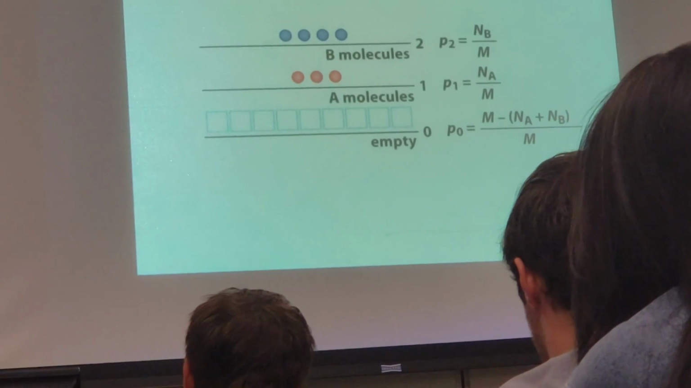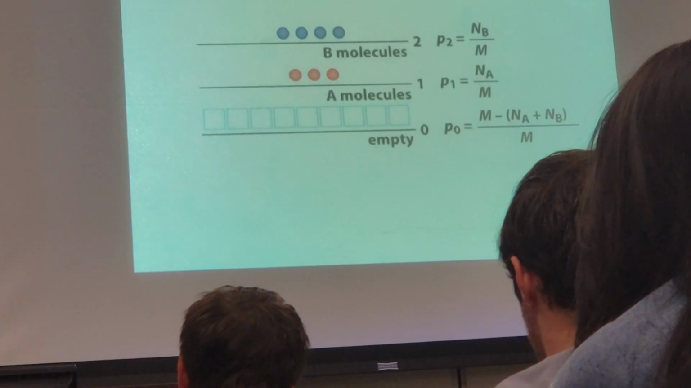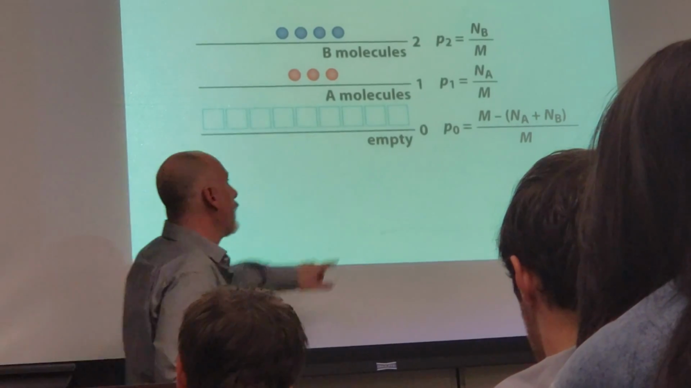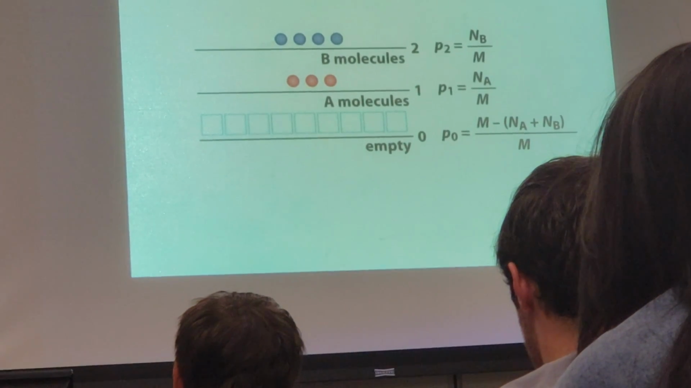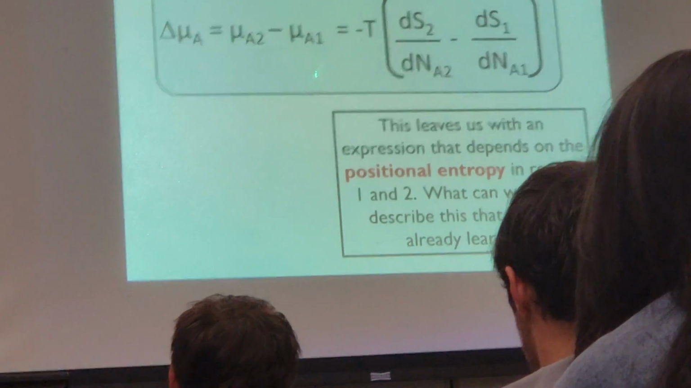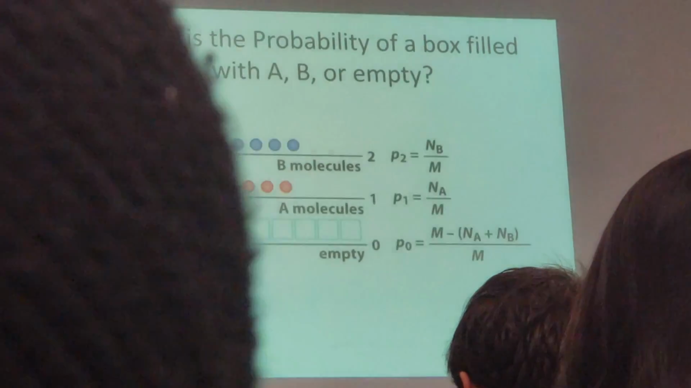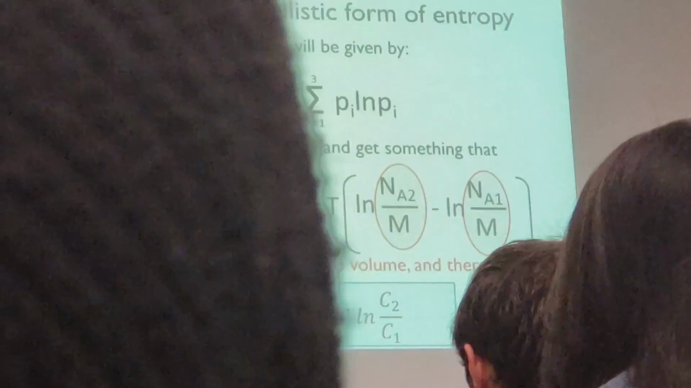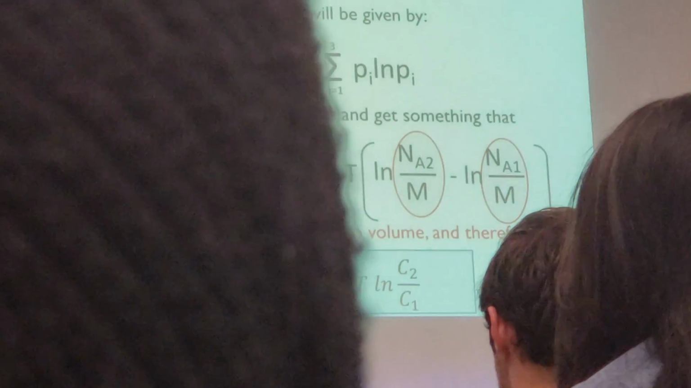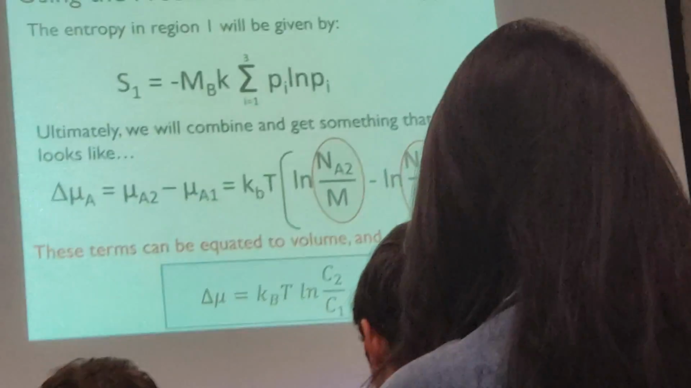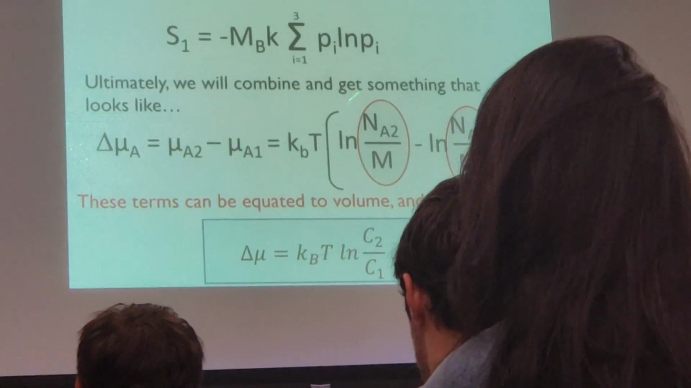If I think about the probabilities here, my probability of having solute will be this over the total, and the same thing with my solvent, and the same thing with my empty boxes at energy level 0. This is just a mathematical trick to go from something like this to something like this. If I do that, I might have an entropy in one region, and I'm using the statistical version of entropy. I can combine and I get something that looks like this.